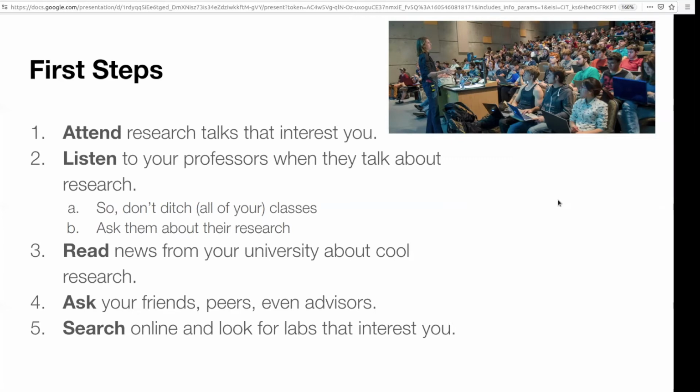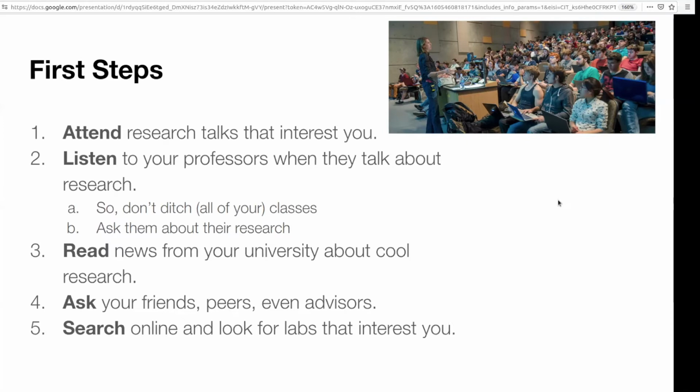Now, the second point is to listen to your professors when they talk about research. While this does kind of imply to not ditch all of your classes, I think it is still important that when they say, here's the research I do, you really listen to what their research is. Because when a professor is at a university, their main job is to do research, and their main job is not to teach. Some of them like teaching. Some of them are not big fans of teaching, but they kind of have to, so it is what it is. But all of them generally have a PhD and are there to do research.